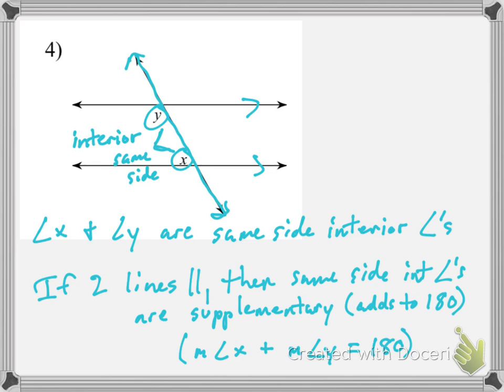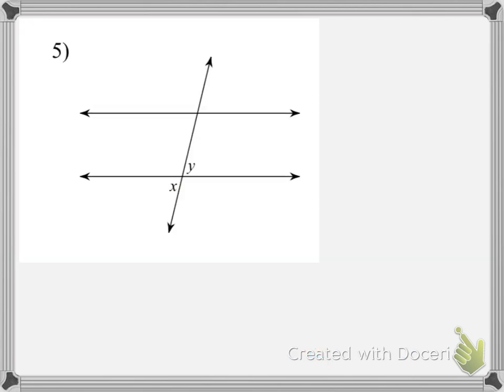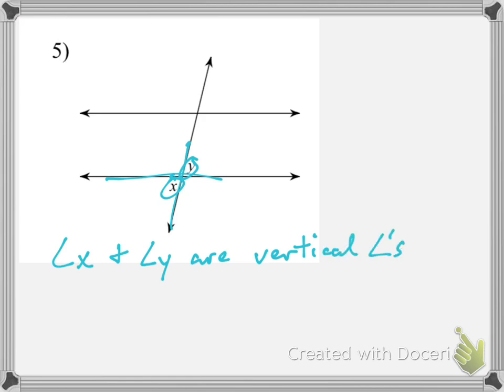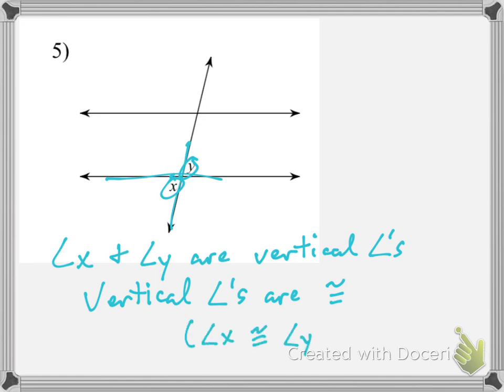Now, the last two, these should look familiar. Two lines intersecting, the two angles across from each other. So angle X and angle Y, we've seen these before, are vertical angles. Vertical angles have nothing to do with parallel lines. Nothing. They're just vertical angles. So here's what we know. Vertical angles are congruent. So angle X is congruent to angle Y. Even in these pictures, you're going to see vertical angles.